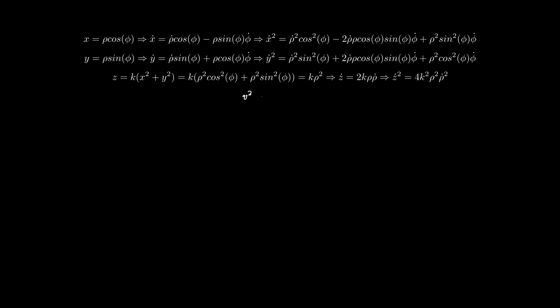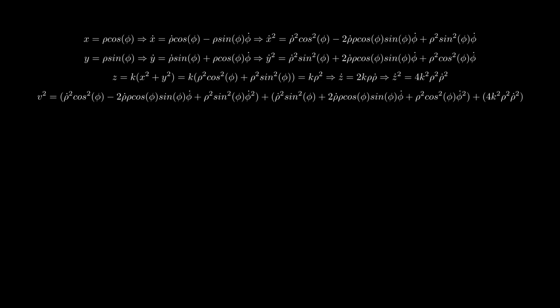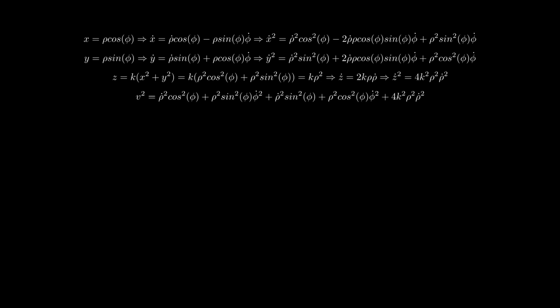This is useful because we can define the velocity in terms of the squares of the time derivatives of x, y, and z. This is just Pythagorean theorem. The magnitude of velocity squared equals the sum of the square of each of its components. We can substitute in what we found for x dot, y dot, and z dot, and then figure out what the velocity is. After some simplifying, we get a pretty reasonable expression for velocity in terms of ρ and phi.